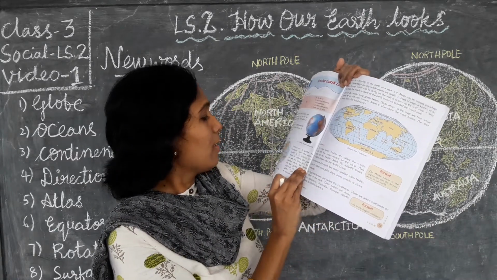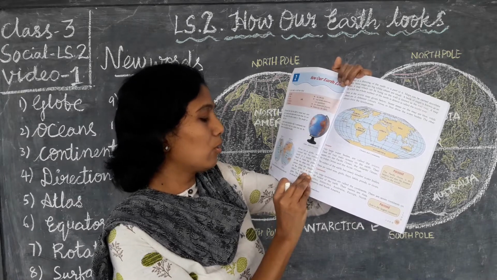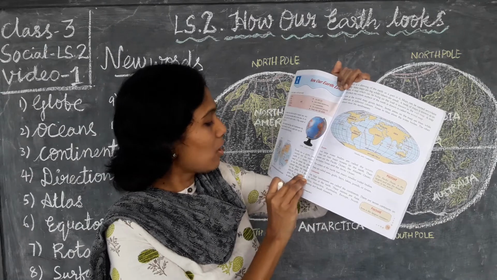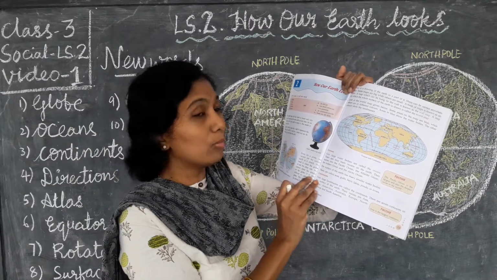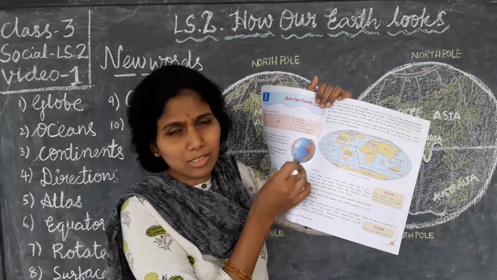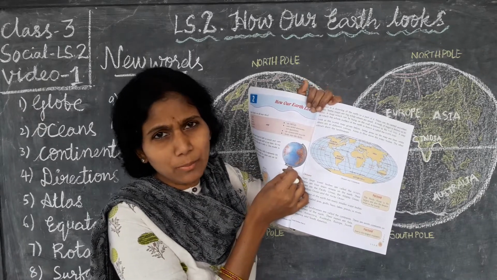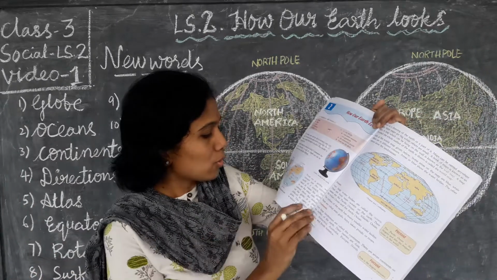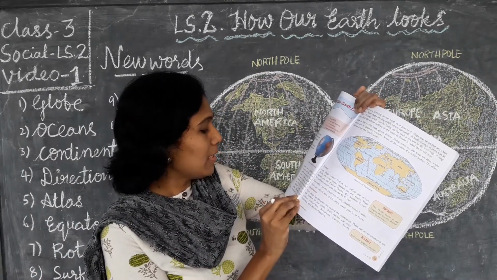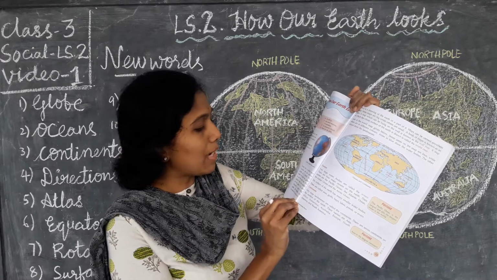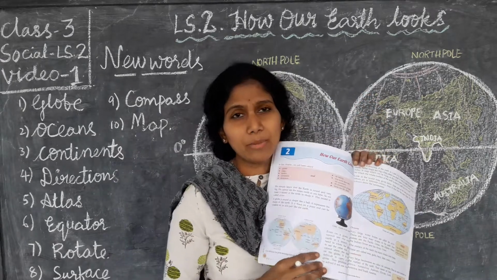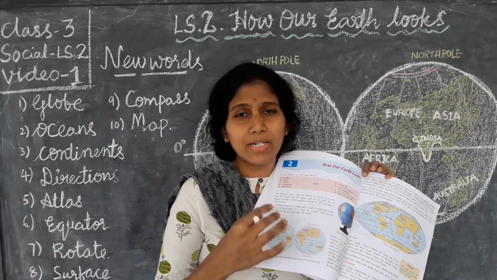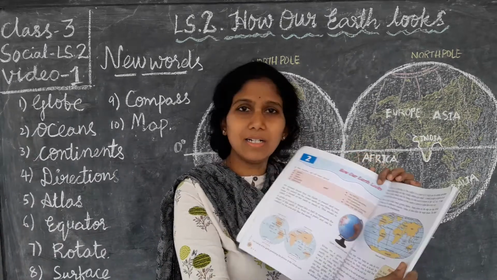And we cannot show the details on the globe. It is also difficult to carry a big globe. A small globe is not visible to us, and we cannot carry a big globe. This problem can be solved if we use maps. Because of this problem, maps were created, so that we can easily study the earth.